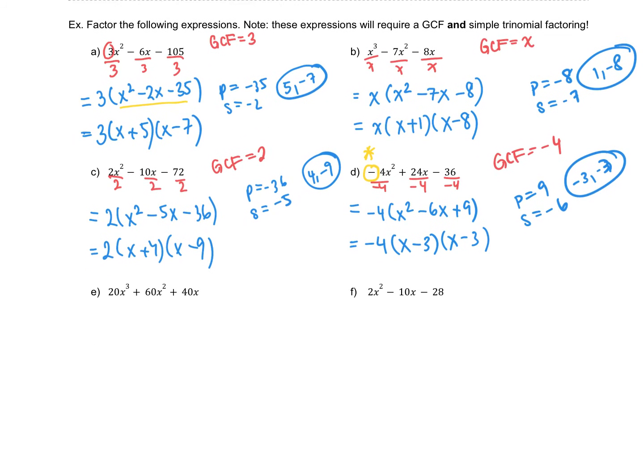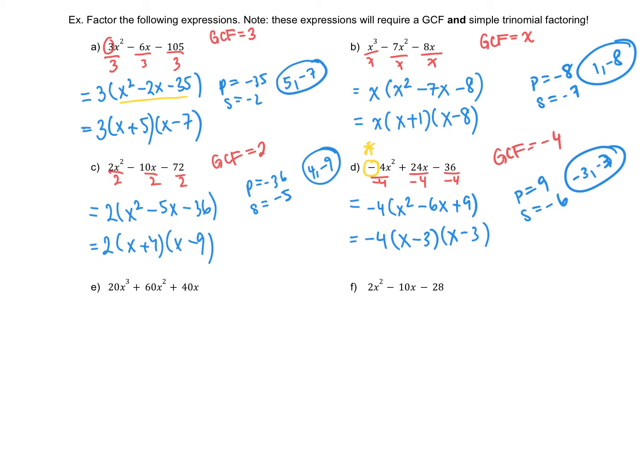All right, 2 more. So for E, we have 20x cubed plus 60x squared plus 40x. So if you try to divide all the coefficients by 20, because we're trying to get rid of that 20, it works. And not only that, all 3 terms have an x in common. So we're actually going to divide out a 20x. So why don't you go ahead and pause this video, do your GCF, do your simple trinomial, then come back to check your work.